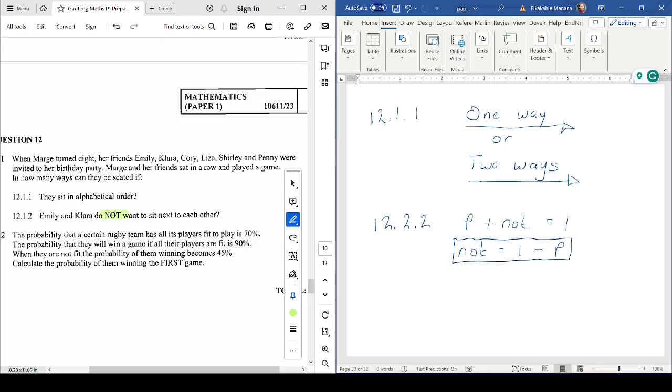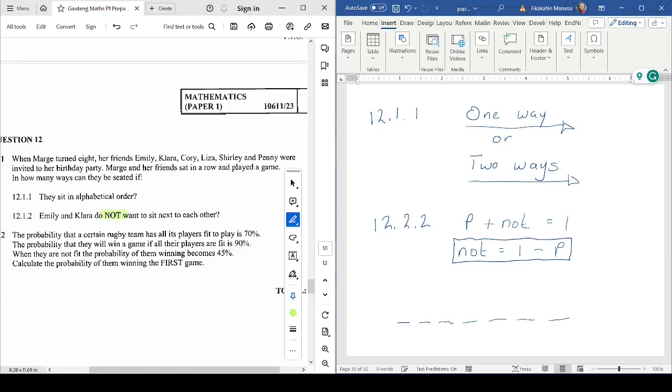So what's the event here? The event is that Emily and Clara are sitting together, but because of this word not, it means we will then apply the principle of complements. So let's go ahead. How many of these kids are there? 1, 2, 3, 4, 5, 6, 7. So we've got 7 seats.